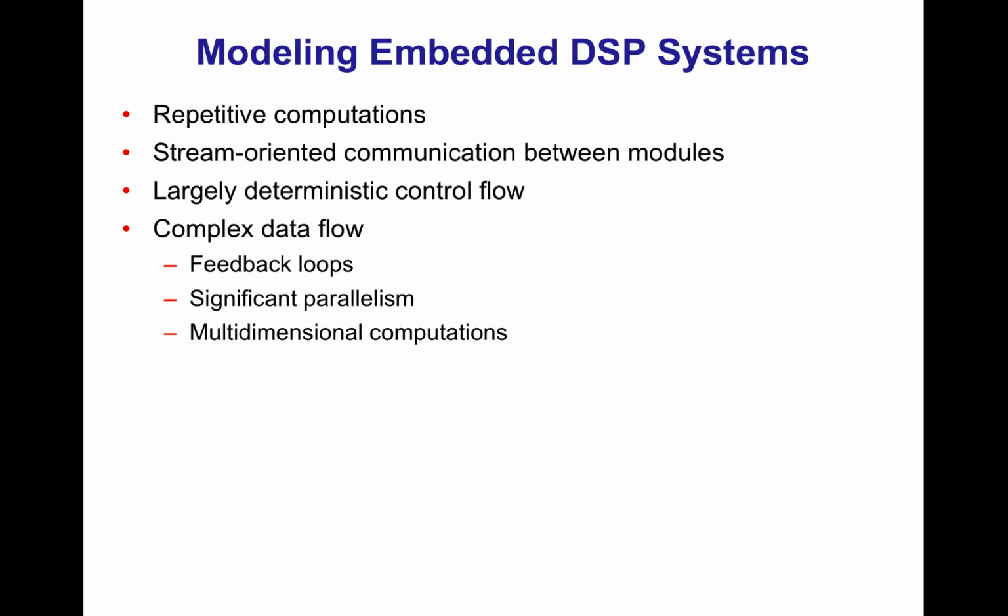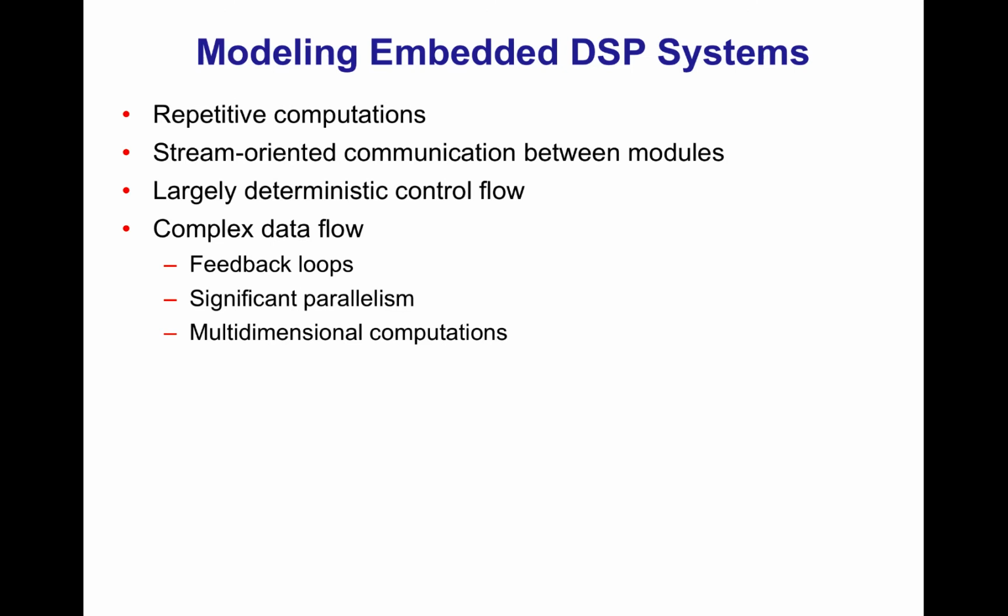However, even though the control flow is more manageable in signal processing systems, the data flow can be quite complex and heterogeneous. For example, it's common to have feedback loops, where the output of some subsystem is fed back to the input of the same subsystem to influence the future evolution of the computation in that subsystem. Also, there can be significant parallelism at arbitrary levels of abstraction, and we want to capture that higher level parallelism as much as possible.